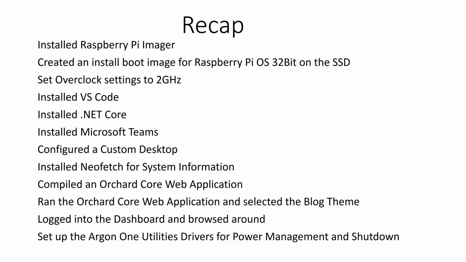And to recap, we created a development environment using the Raspberry Pi single board computer and using Orchard Core as the interface. We installed the Raspberry Pi imager. We created an install boot image for Raspberry Pi OS 32-bit on the SSD, set up overclock settings to 2 GHz, installed Visual Studio Code, installed .NET Core, installed Microsoft Teams, configured a custom desktop, installed Neofetch for system information, compiled an Orchard Core web application, ran the Orchard Core web application, and selected the blog theme, logged into the dashboard, and browsed around. And finally, we set up the Argon One utilities drivers for power management and shutdown.